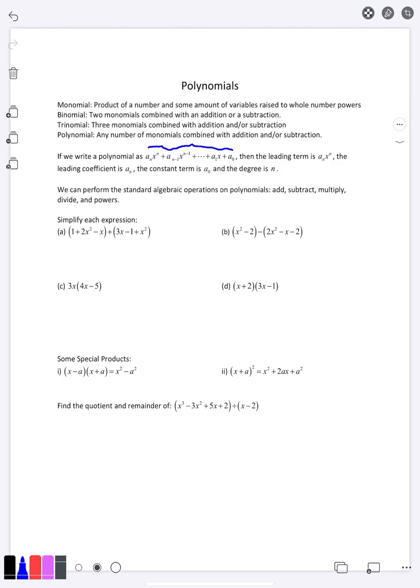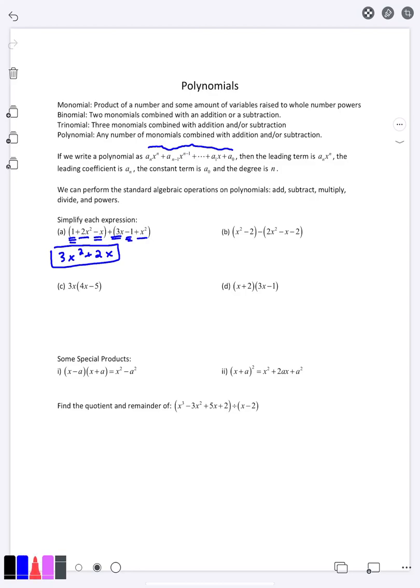Now, when we have polynomials, we can add, subtract, multiply, or divide them. If you're going to add them, all you need to do is look for like terms. So 2x squared, another x squared, makes it 3x squared. Minus x plus 3x is plus 2x. And plus 1 minus 1 is 0, which means we don't even really write that down. That's the result of adding those.